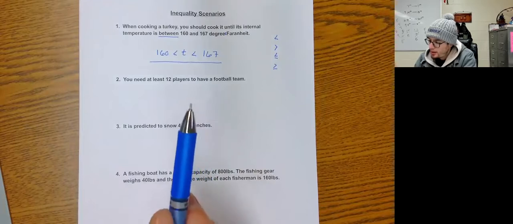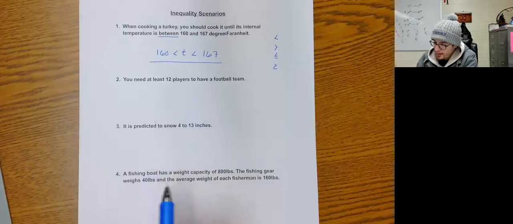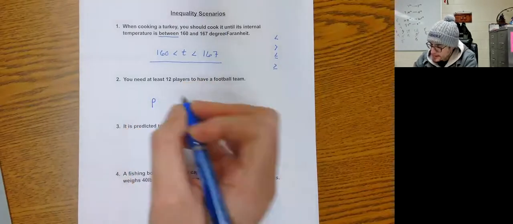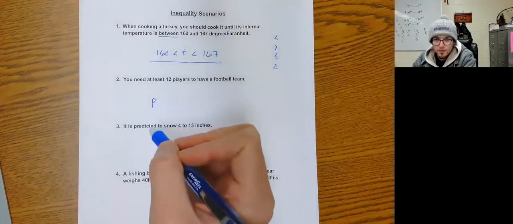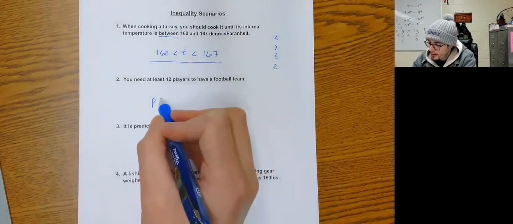So if 12 players is the least, and let's say we're talking about players, so P, is P going to be less than 12 or is P going to be greater than 12, the amount of players we want? It's going to be greater than 12.